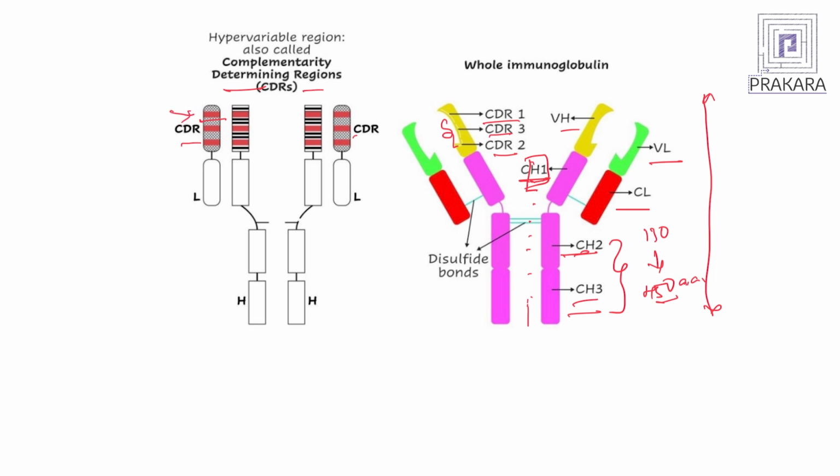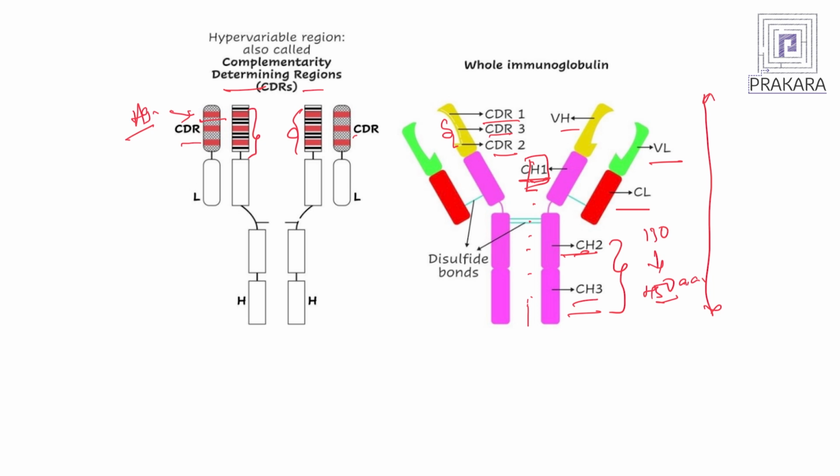They are the specific regions onto which your antigens will come and bind. So here you have framework regions also. Framework regions means a relatively invariant sequence of peptides which are present in the variable region of your antibodies, of your light as well as your heavy chains.